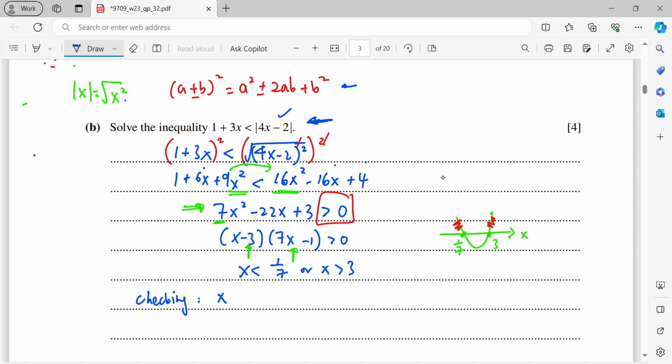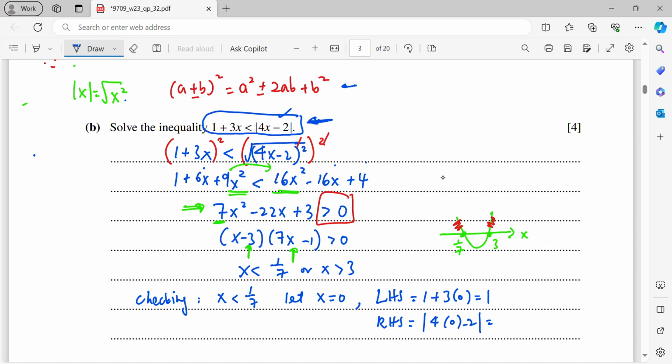So when x is less than 1 over 7, I will let x be 0. So when x goes to 0, I have to substitute into the left and right side. That means my left hand side will be 1 plus 3x, so 3 times 0, which gives 1. Then the right hand side is going to be the modulus of 4x minus 2. That means this is going to be the modulus of negative 2, and it is the same as 2.